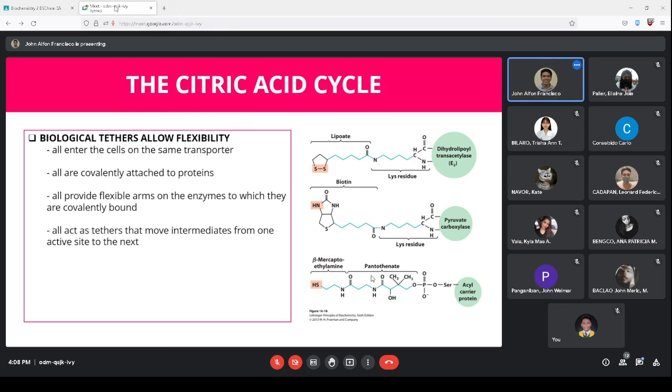beta-mercaptoethylamine and pantothenate, which is part din ng acetyl-CoA. And this helps the movement ng mga intermediates from one active site to another. Ang mga active site nito or mga active part ng ating biological tethers are the sulfur and the amine group. Okay? So yung mga reactive site niya is yan, yung sulfur, disulfide, yung NH and the H.